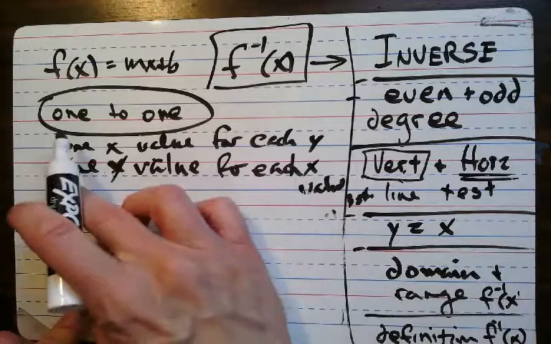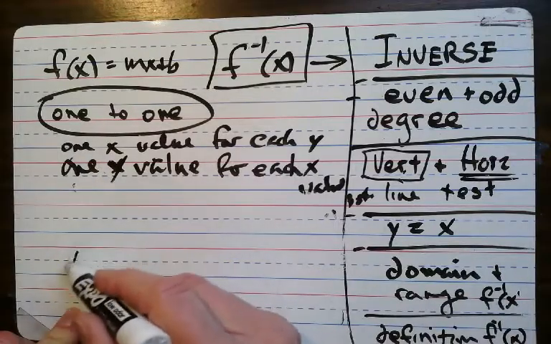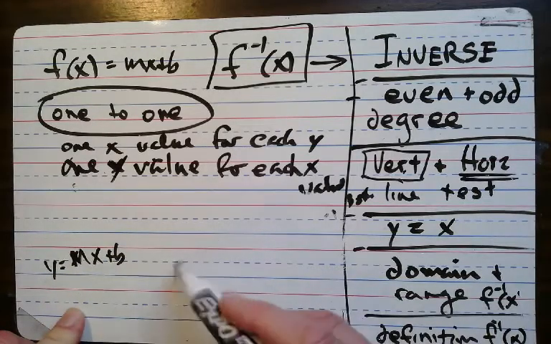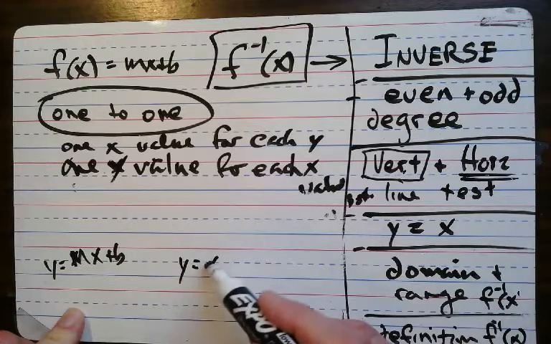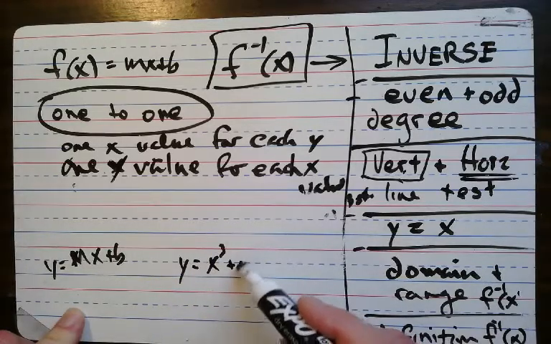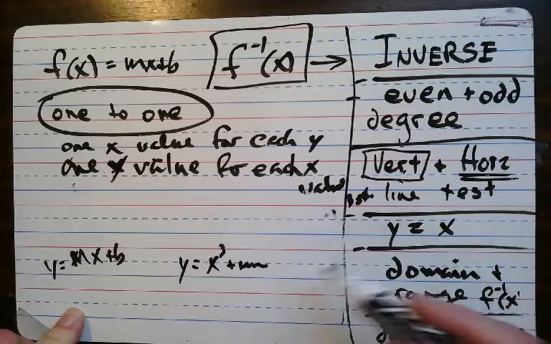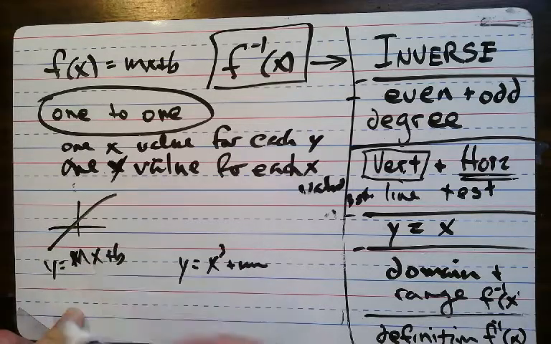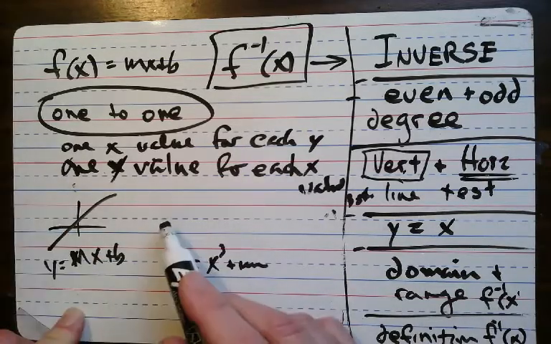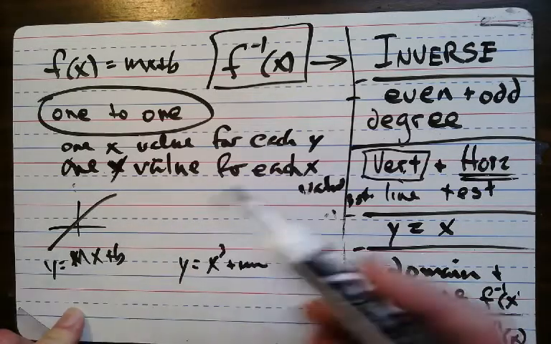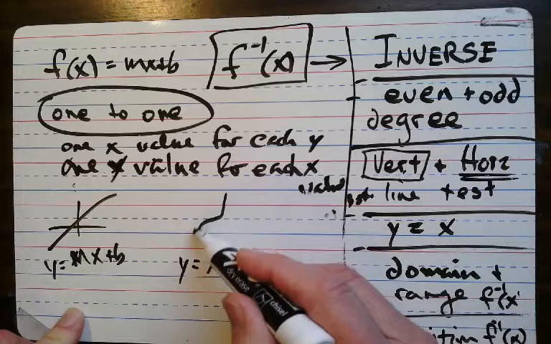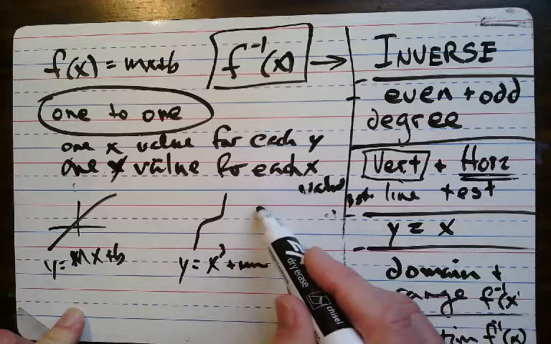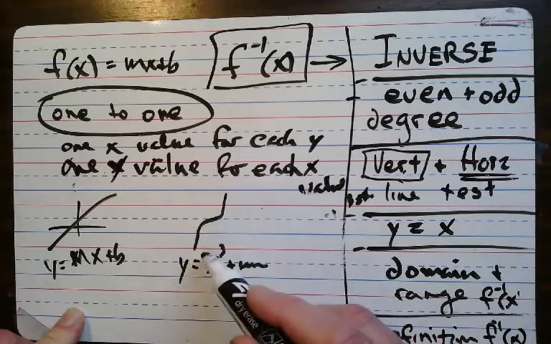And odd degrees, like y equals x, or mx plus b, that's a line, or y equals something x cubed plus something plus something, right? Or x to the 5th. These have, a straight line would have an inverse because a vertical line touches it once, a horizontal line touches it once. The cubic equation that looks like this would definitely have an inverse. The horizontal line touches it once, the vertical line touches it once.